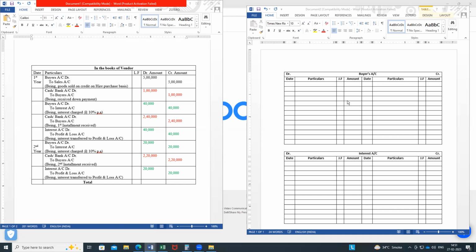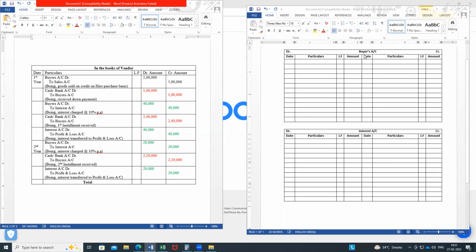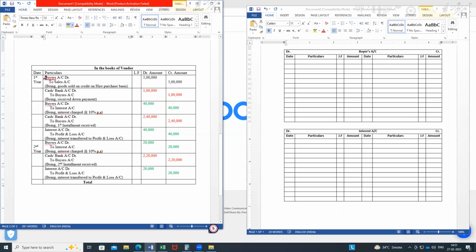Now let us see how we have to prepare the ledger account with the help of this journal entry. We have to keep this journal entry in front of us, and based on the journal entries we need to pass the ledger account. तो बायर्स अकाउंट, ये term आपने देख लिया, आपको ढूंढना है कि लेजर अकाउंट में बायर्स कहाँ दिख रहे हैं. जहां जहां बायर्स दिख रहे हैं उसको highlight करो. This is what I am going to do.